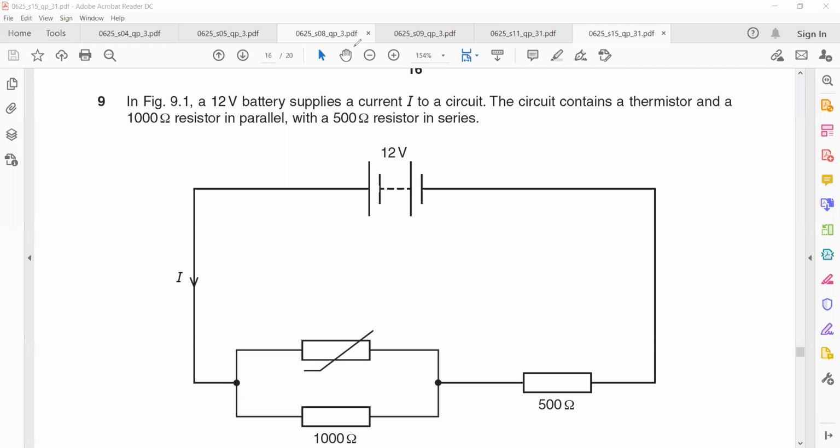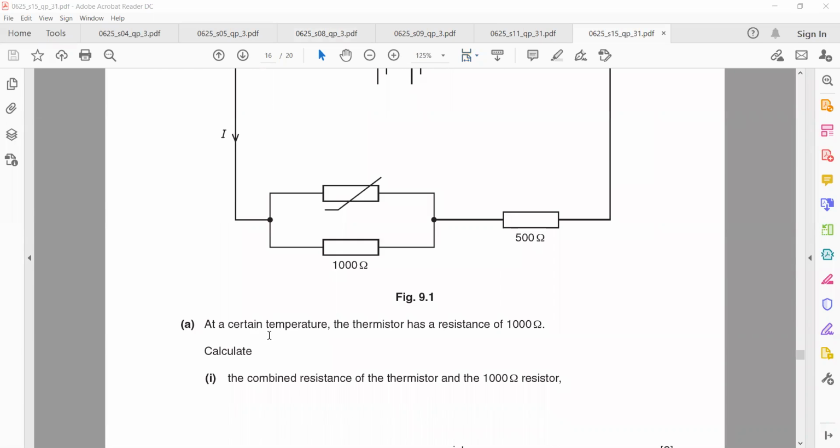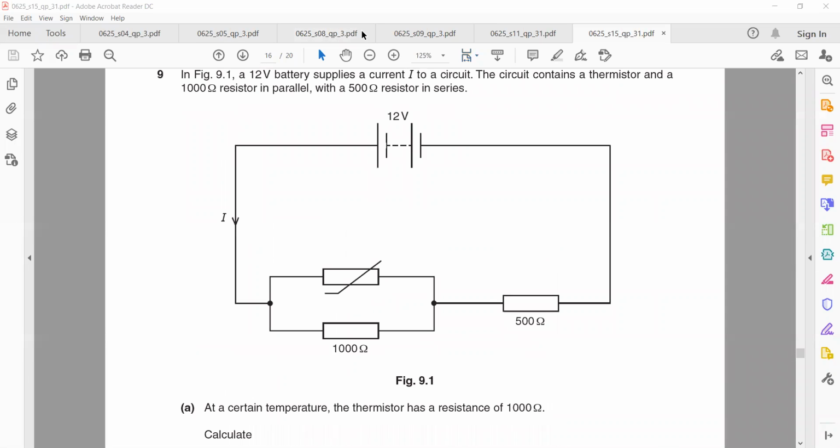Okay, now the question is, a 12 volt battery supplies a current I. So there's a current I. The circuit contains a thermistor. This is called a thermistor. And a 1000 ohm resistor in parallel with it, and a 500 ohm in series. At a certain temperature, the thermistor has a resistance of 1000 as well.